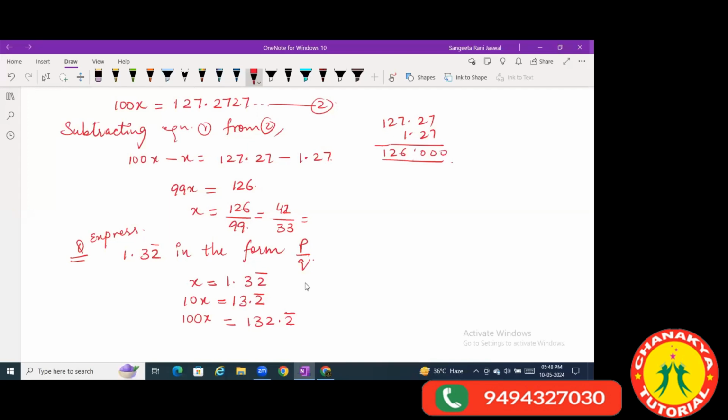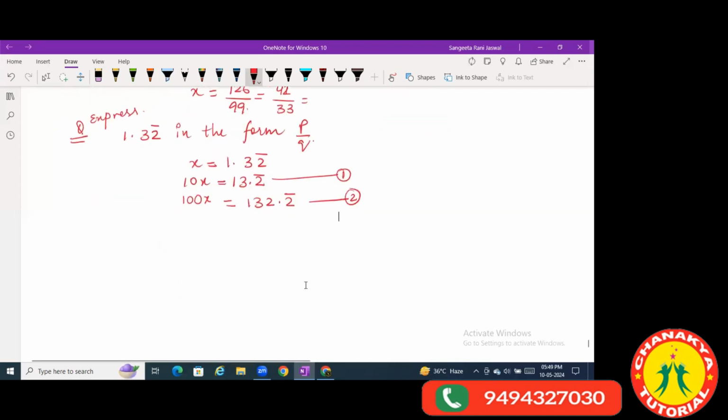Okay, now it's like this. I see that the digits after the decimal point are now the same here and here. So I name this as equation number 1 and this as equation number 2. How did I choose that? I just saw that the digits after the decimal places are both the same. So when I subtract, the decimal part will become all 0. So now, subtracting equation 1 from 2.